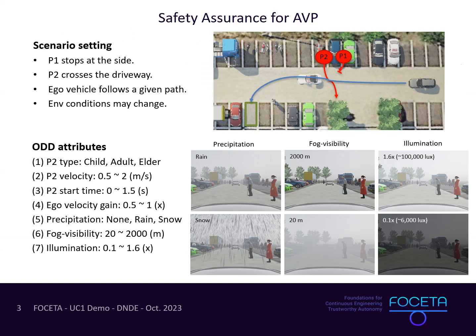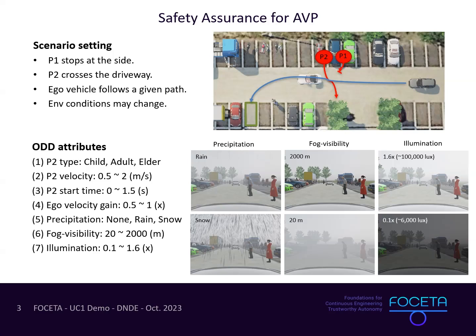To be more specific, the scenario involves two pedestrians at risk. The first pedestrian walks out from the parking slot and stops at the side. The second pedestrian also comes out from the parking slot but keeps crossing the driveway, being potentially occluded by the first pedestrian from the angle of the eco vehicle, which is now automated and driven along the highlighted path approximately towards a designated stop. Meanwhile, the environment conditions may change during operations, bringing us to the more detailed ODD attributes below.